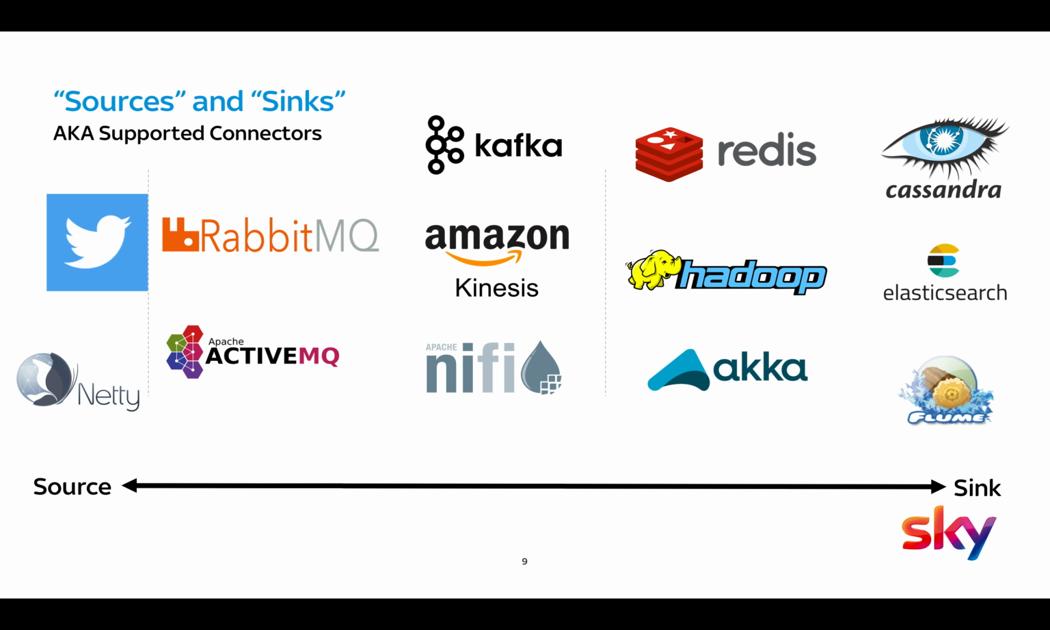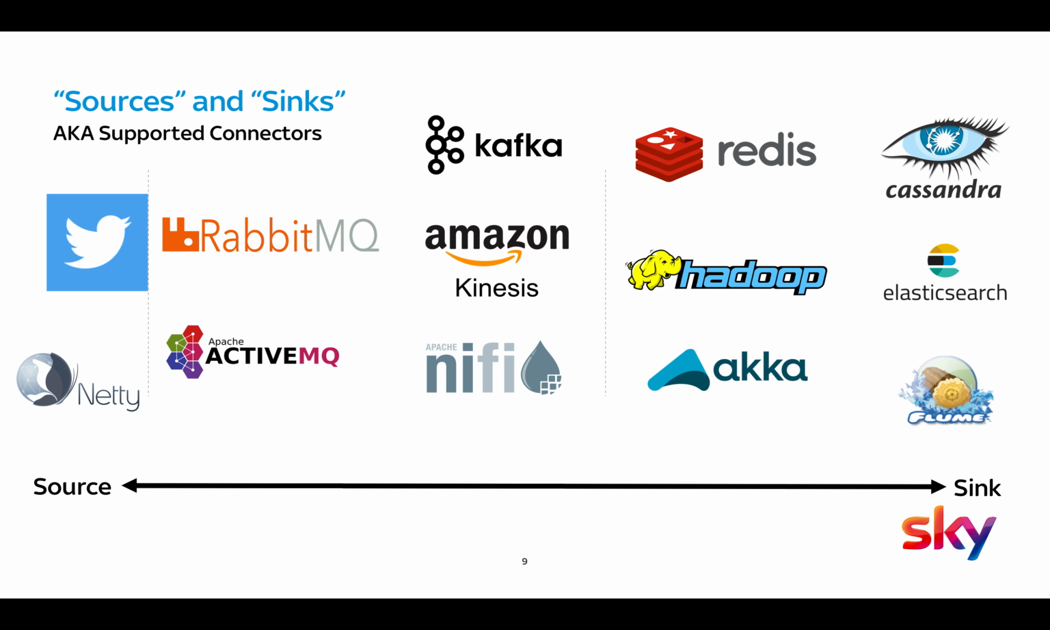So as for different types of connectors that Flink offers, here we have sort of a gradient where you have sinks on the right side and sources on the left, separated by these little gray dashed lines. So sinks are basically places where you can output the results of a stream.